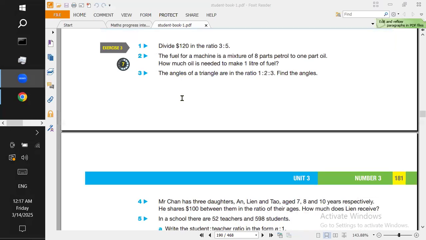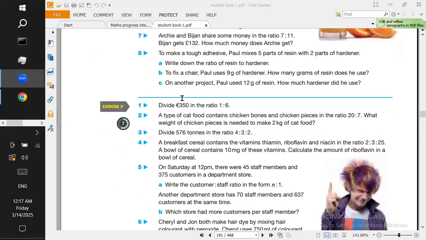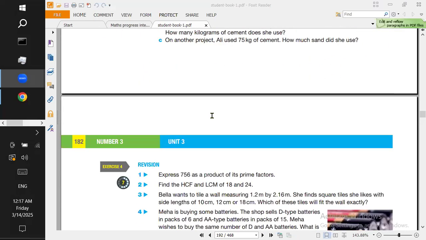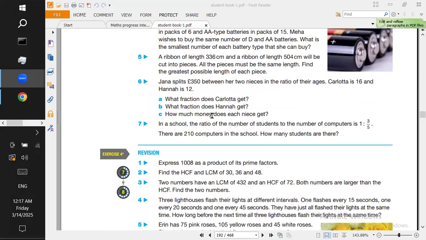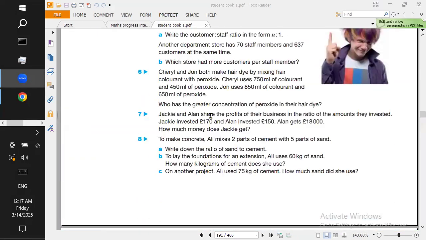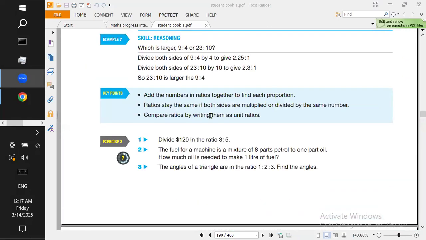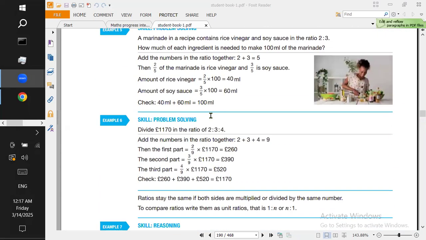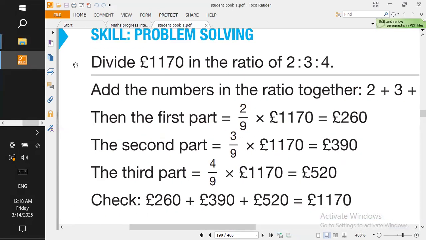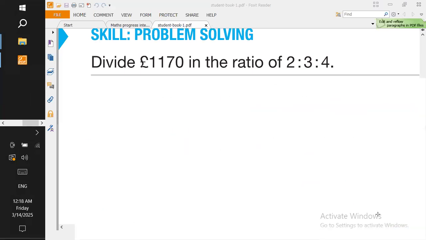Dividing using ratios. Let's take a look at the question. For example, let's take something that has three ratios. I just want to make sure that I take a question that has three ratios. It's better to explain for you guys.